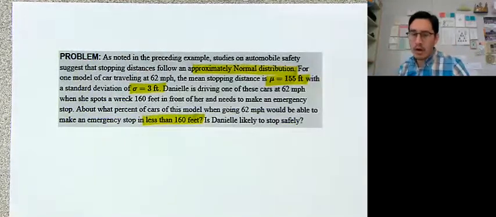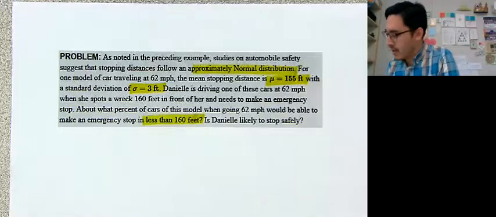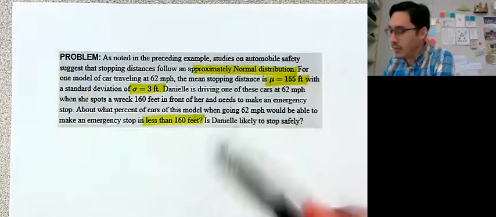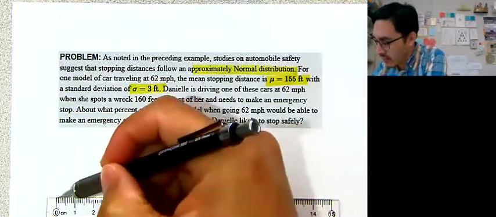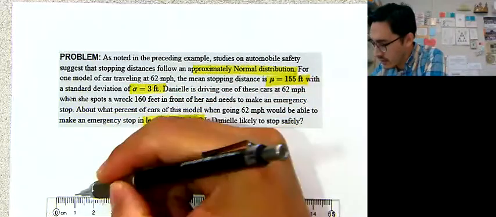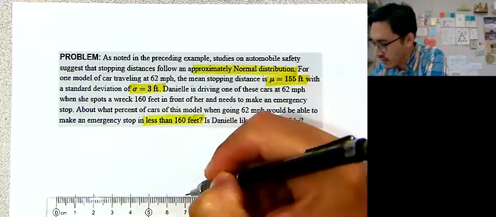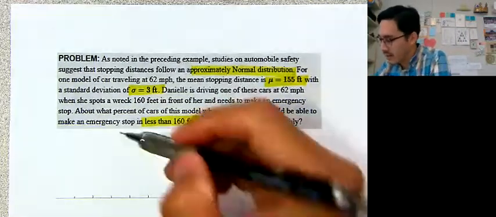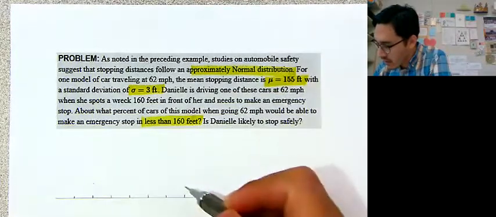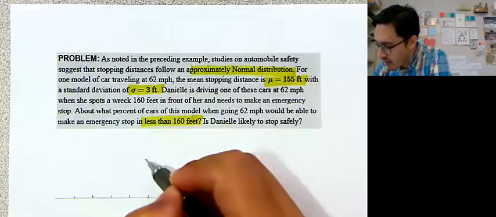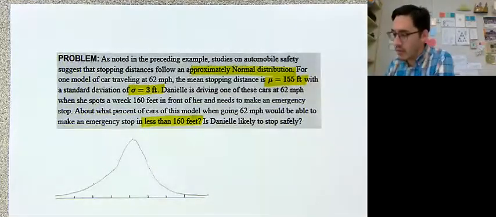All right, so the first step in our strategy is to always draw a picture. Because we're told the shape of the distribution, we're going to go ahead and sketch a normal curve. Okay, so 1, 2, 3, 4, 5, 6, 7. All right, there we go.